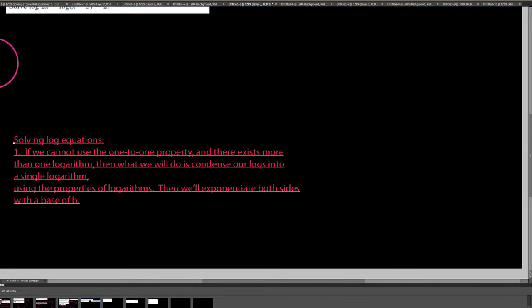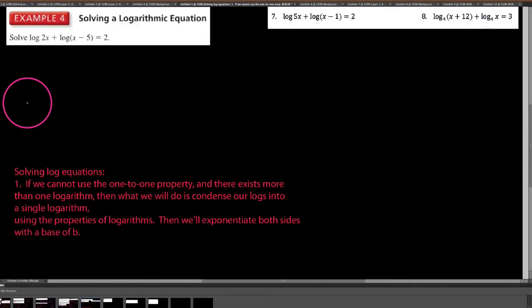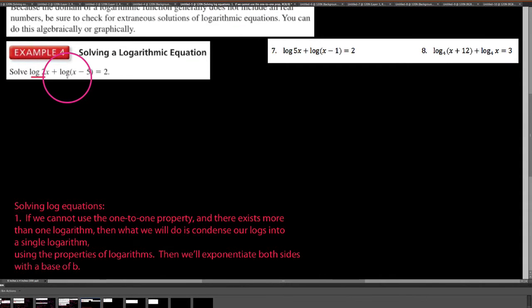So here's the deal, folks. There are going to be times when we're solving logarithmic equations, kind of like this example right here in number 4, where you're going to see that there's more than one logarithm. Normally we could just take one of these logarithms and subtract it over to the other side, and we would get two logarithmic expressions like log of 2x equals negative log of x minus 5. But see, here's the problem with this.